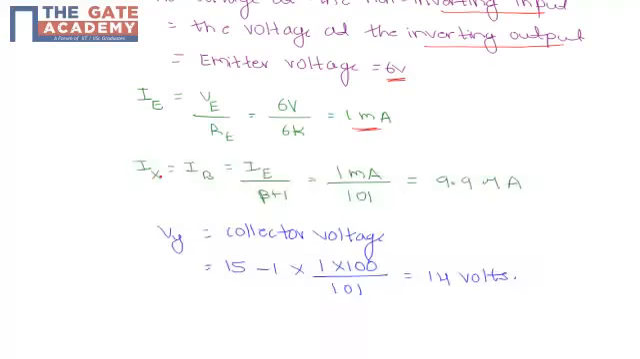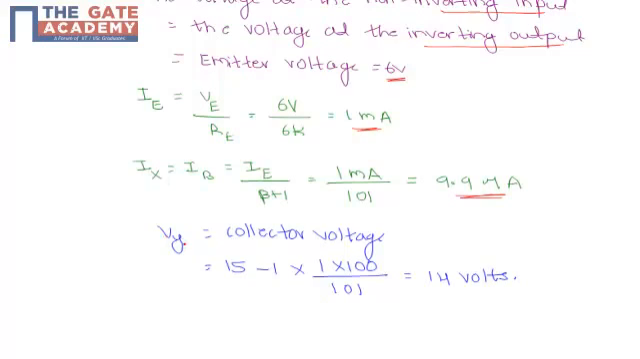So, Ix is equal to IB. It will be equal to IE divided by beta plus 1. The IE value we found here is 1 milliamp, divided by beta plus 1. The beta value is 100, plus 1, so it will be 101. It will be equal to 9.9 microamps.